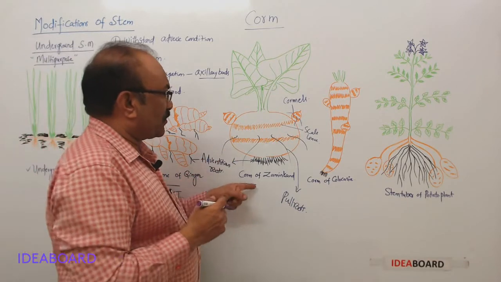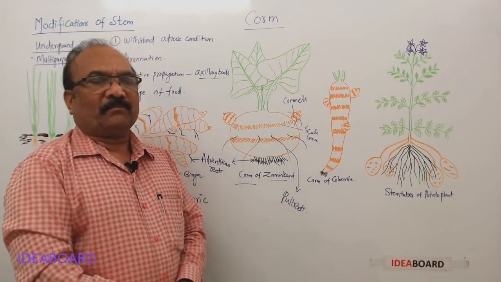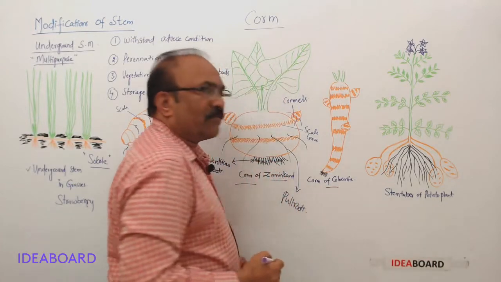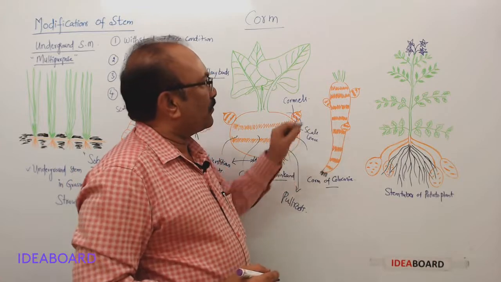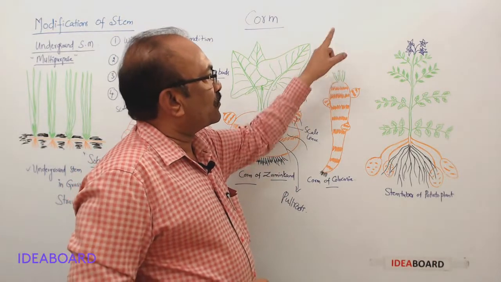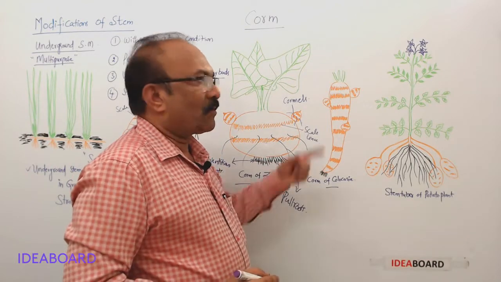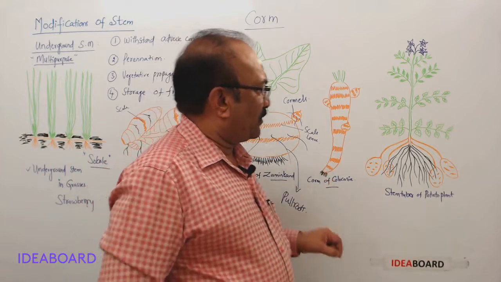In Hindi, this is called Zameen Kand. Another example for the corm is Colocasia, that is Arvi. You can see from this, aerial shoots are coming, and these are daughter corms. So the daughter corms help in vegetative propagation.